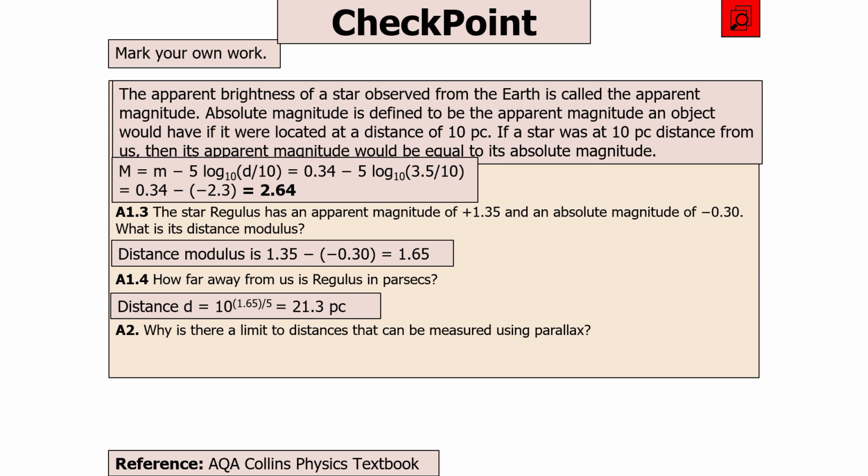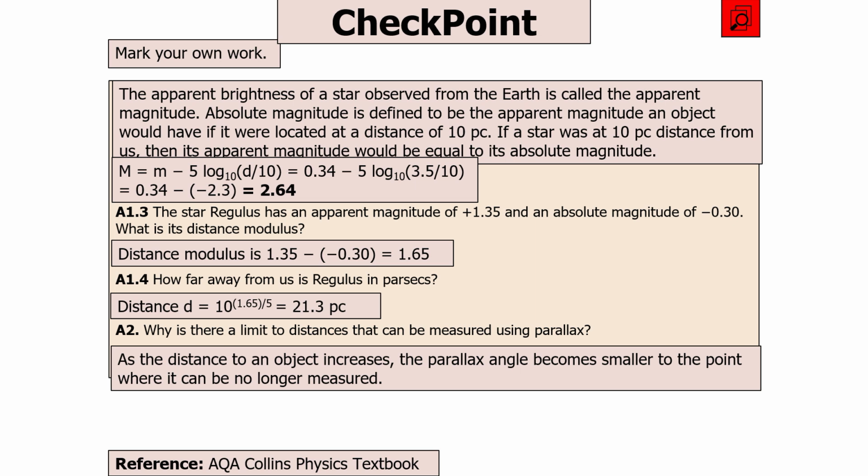Remember, how to get rid of that log is going by 10 to the power. And then why is there a limit to distances that can be measured in parallax? Because as we said before, as the distance to an object increases, the parallax angle becomes smaller because the apparent motion of a star gets less, so therefore it looks like it isn't moving and can't be measured.